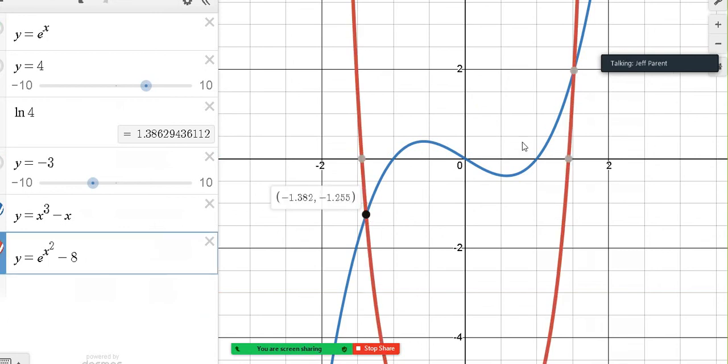And there's 2 of them. One here and one here. You're going to give the x values, and you're going to round that to so many decimal places. If they want you to round to 4 decimal places, you're going to have to do this on a graphing calculator to get that extra digit.